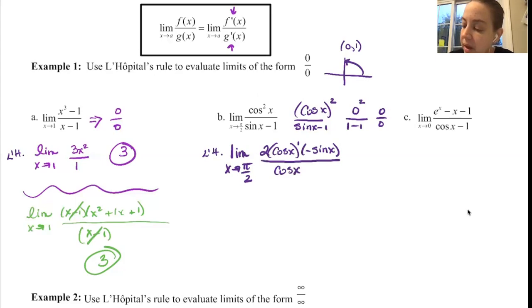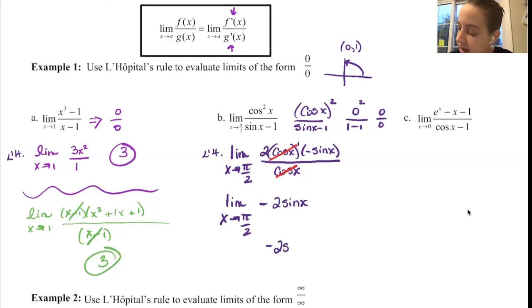So that's good news. Now, in order for things to work, you'll have something cancel out. The cosines cancel out. So this is now the limit as x approaches pi over 2 of negative 2 sine of x. So if we look at pi over 2, this is really negative sine of pi over 2. We already said the sine value is 1. This is negative 2 times 1, which is negative 2. All right, good job.